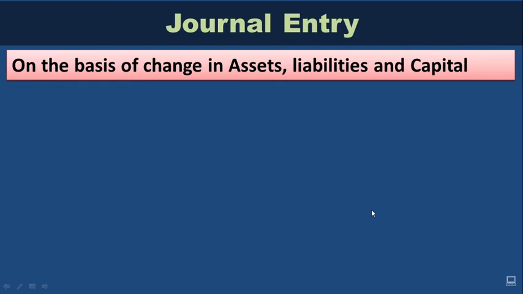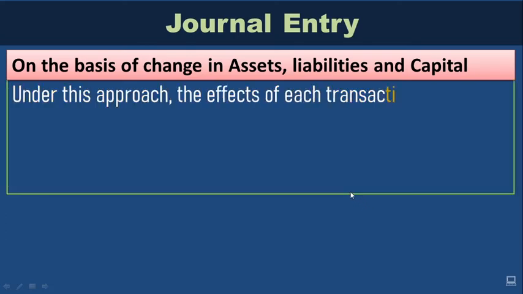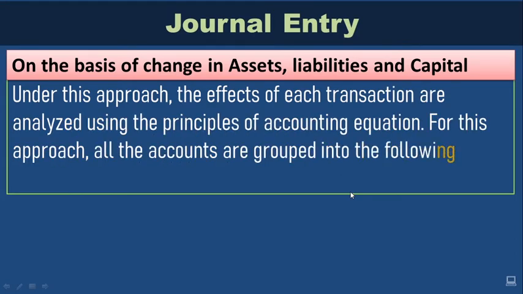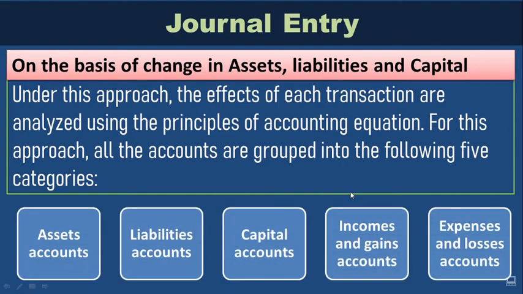Now, the next type of rule on the basis of changes in assets, liabilities, and capital. Under this approach, the effect of each transaction is analyzed using the principle of accounting equation. For this approach, all the accounts are grouped into the following 5 categories: asset account, liabilities account, capital account, income and gain account, expenses and loss accounts.